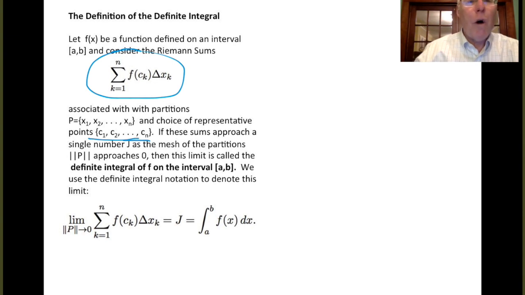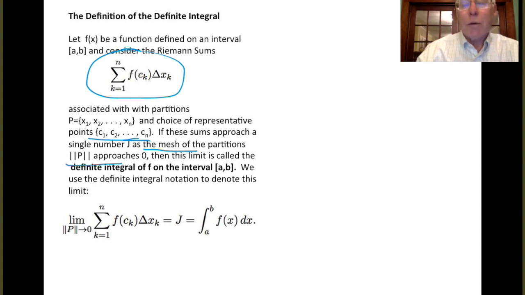Now, we look at all these Riemann sums we can form, and we're interested in what happens to those as we take more and more rectangles that are thinner and thinner. In other words, as we let the mesh of the partition approach zero. And if these numbers, these Riemann sum numbers we get, all approach some particular number J, we call that number the definite integral of f on the interval from a to b.